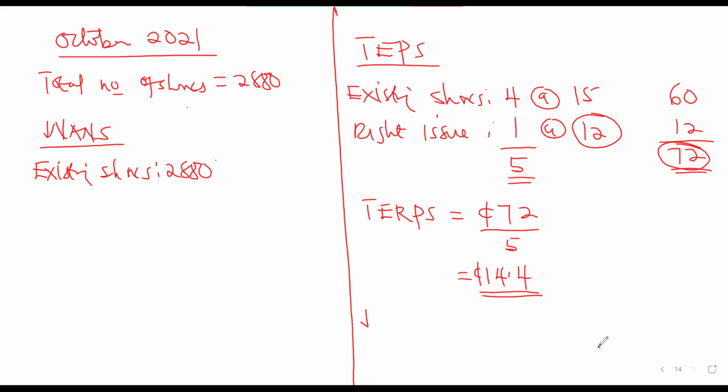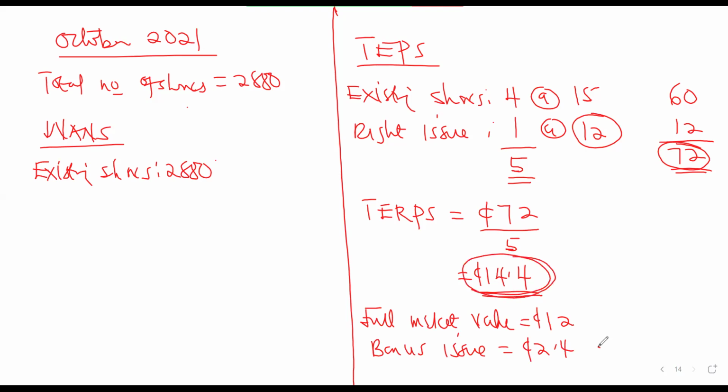So the full market value, this is what you are going to be doing. I will show you all the possible ways, then you pick the one that you want. The full market value is 12. So our bonus issue price will be 2.4. The actual price should have been 14.4, but these shares have been sold to the people at 12 cedis. That is the market value. It means that we are giving 2.4 to them as a bonus issue.